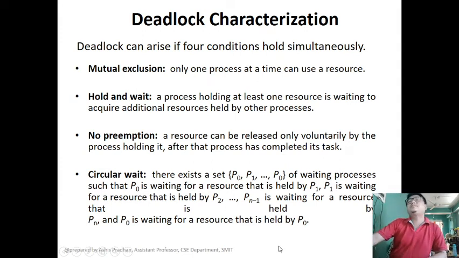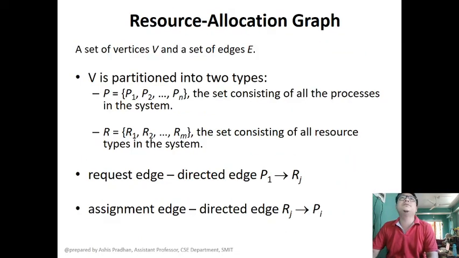So for a deadlock to occur in a computer system, all these four criteria have to be satisfied. Then only we can say that deadlock has occurred. So this is one of the characteristics to understand whether deadlock has occurred in the system or not.